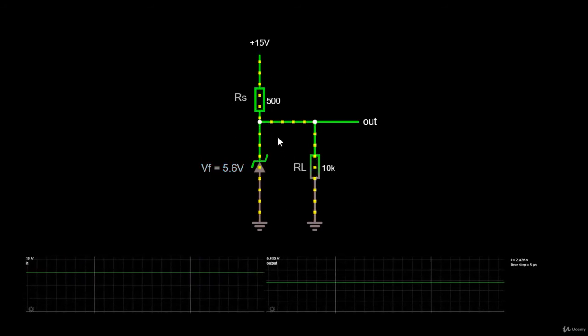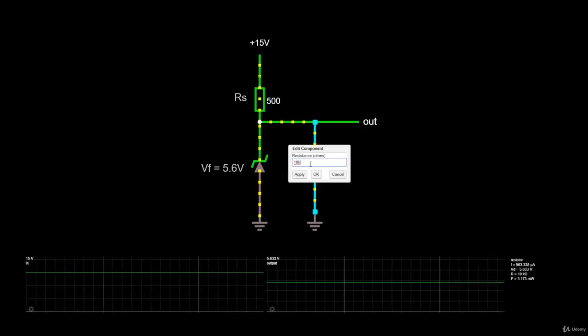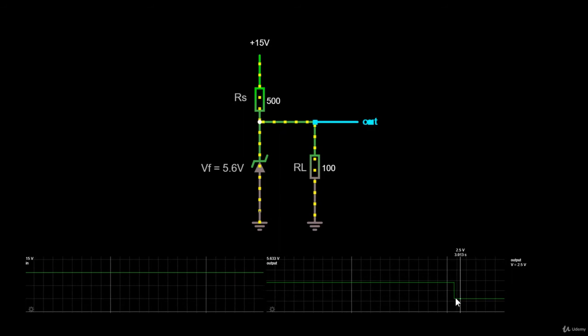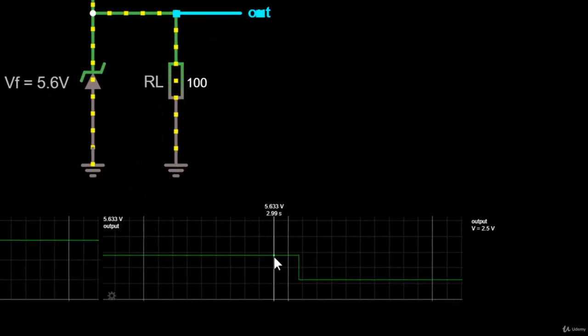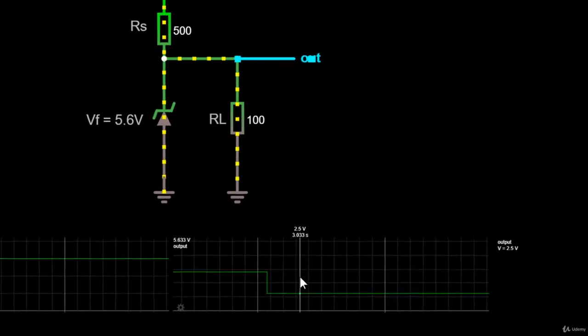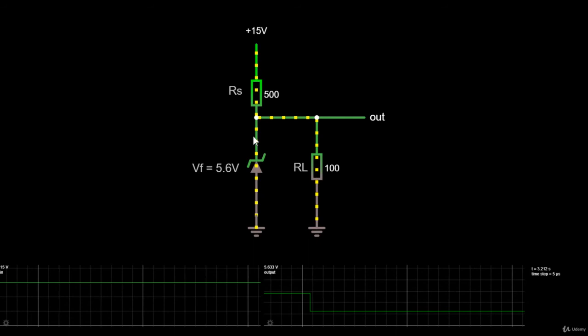So this circuit might be good for some applications, right? But it has a huge drawback. What happens if I change this load to, let's say, 100 ohm? Look what happened. The regulated output voltage is not regulated anymore, and it has dropped from 5.6 volts to just 2.5 volts. How is this possible?